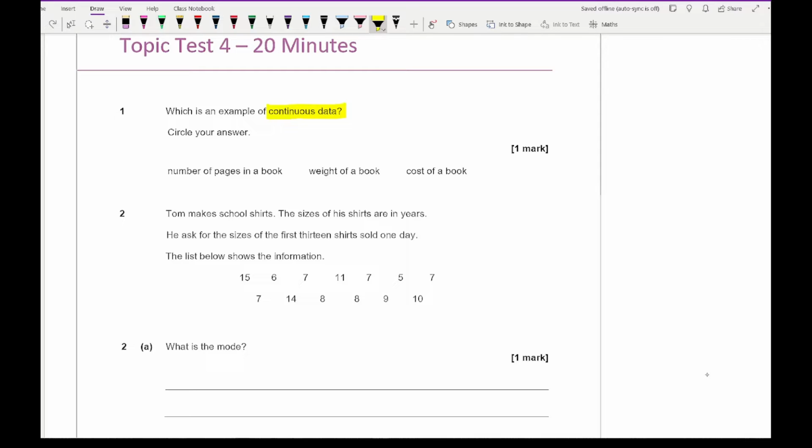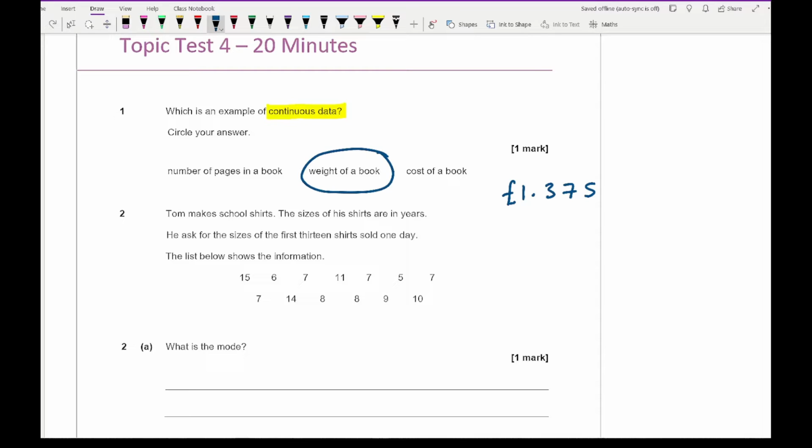simply because you can't have, let me just write this down so it's a bit easier to follow, you can't have 3.75 as a price of a book. So the correct answer you need to circle is the weight of a book.